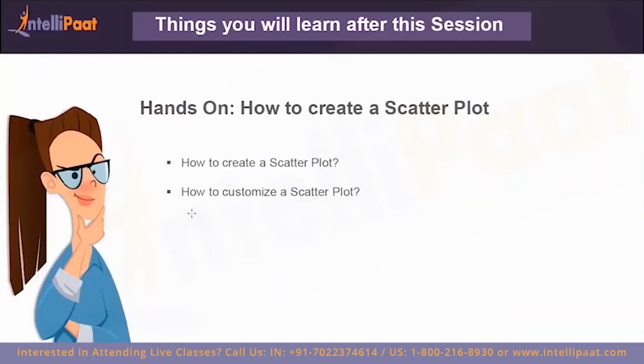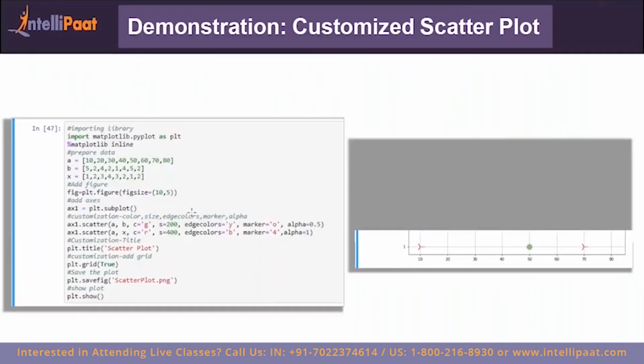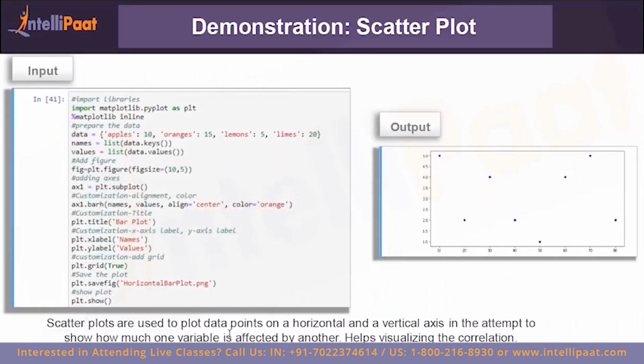Okay, for scatter plot, scatter plots are used to plot data points on a horizontal and vertical axis in an attempt to show how much one variable is affected by another. That is, what is the distribution of the data points in a 2D plane, how the data are distributed. If the data are very closely stacked, that means x and y values are very closely related, so we will have a high correlation. If they are widespread, then we will have a low correlation, because they will be independent.